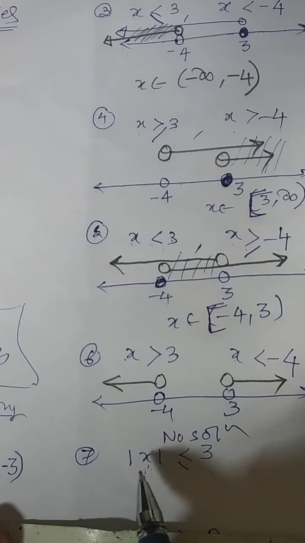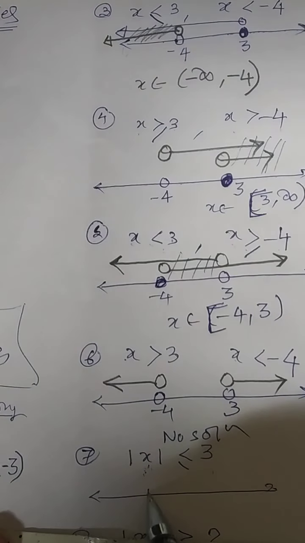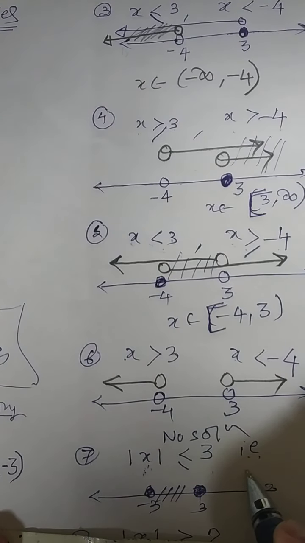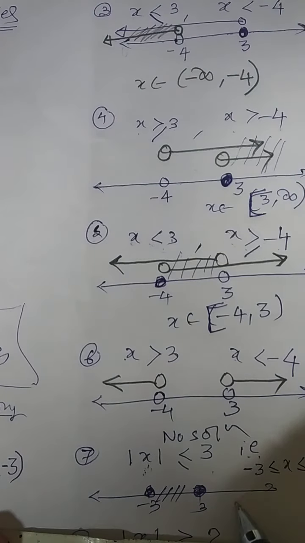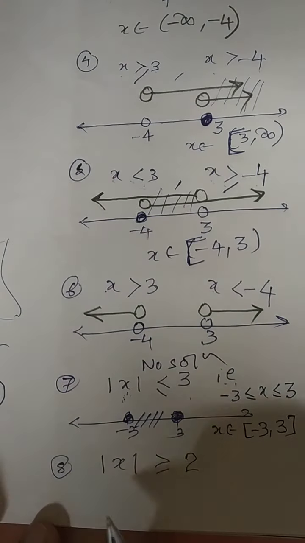Minus 1 can I write? Yes. Minus 2? Yes. Minus 3? Yes. Minus 4? No. So what are the numbers which will satisfy over here? The numbers which lie between these two numbers, and these also will satisfy. Therefore whenever you get mod of x less than or equal to 3, its meaning in set theory is minus 3 less than or equal to x less than or equal to 3, or x belongs to closed interval minus 3 to 3.